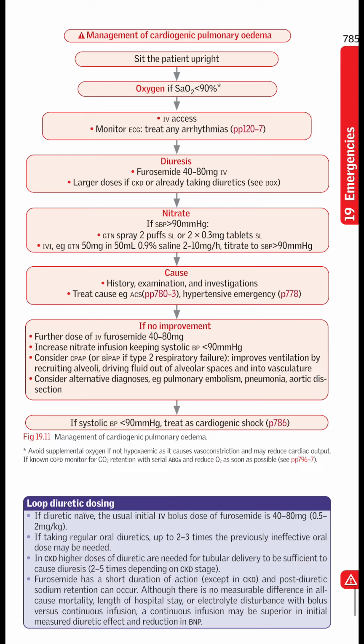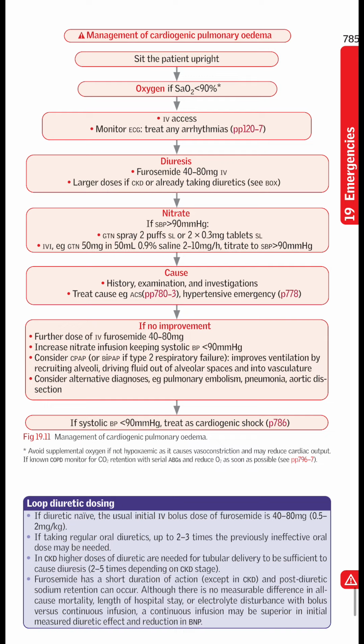monitor ECG, treat any arrhythmias if they are present, diurese the patient by giving furosemide 40 to 80 milligram IV. If the patient is already on a 40 milligram oral dose, then give 80 milligram IV initially. Larger doses are needed if the patient has chronic kidney disease or is already taking diuretics, which I mentioned as well.